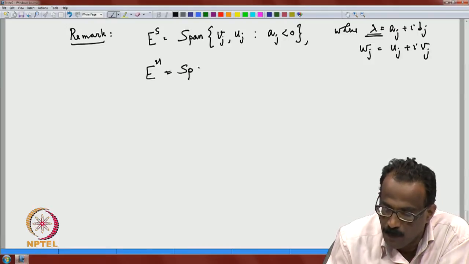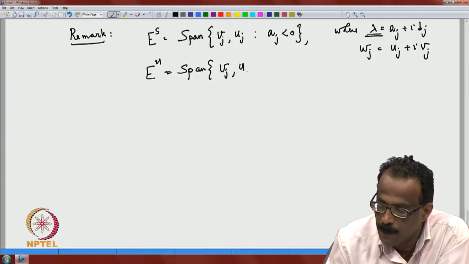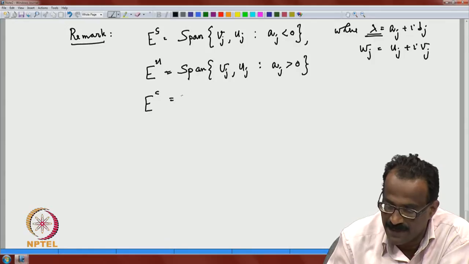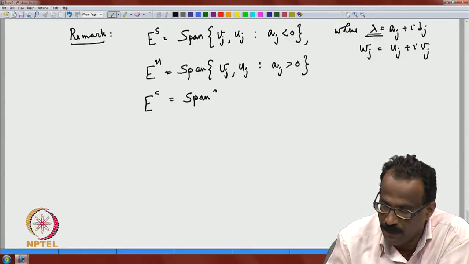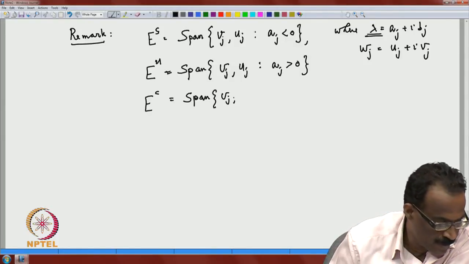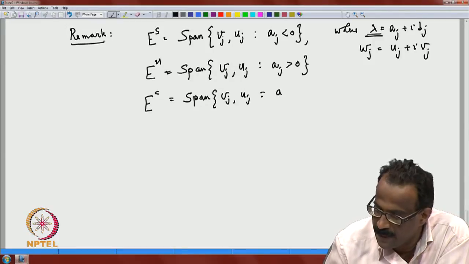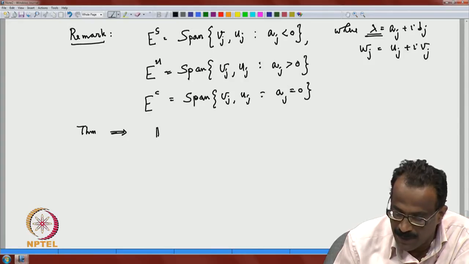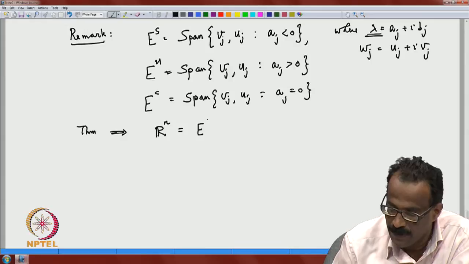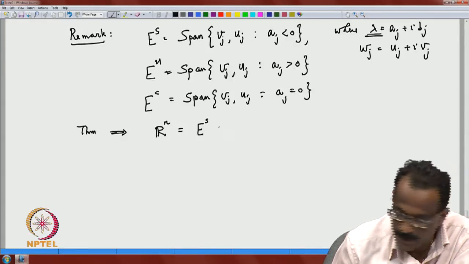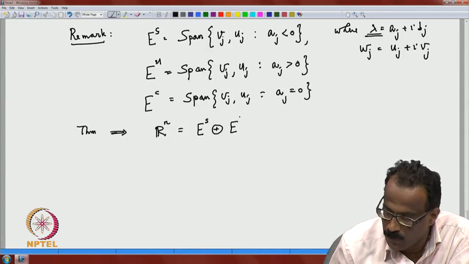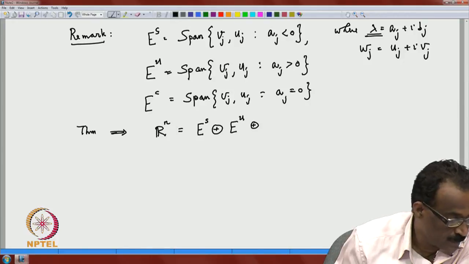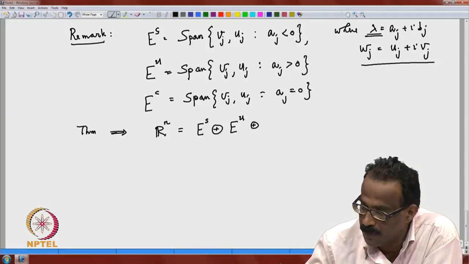This is the span of Vj, Uj with Aj positive, and EC, for which we are not seeing an example, maybe we will see one, the span of Vj, Uj with Aj equal to 0. The interesting theorem, which I do not prove, tells you that your space Rn can be decomposed into ES direct sum EU direct sum, of course one may need to use the other EC.